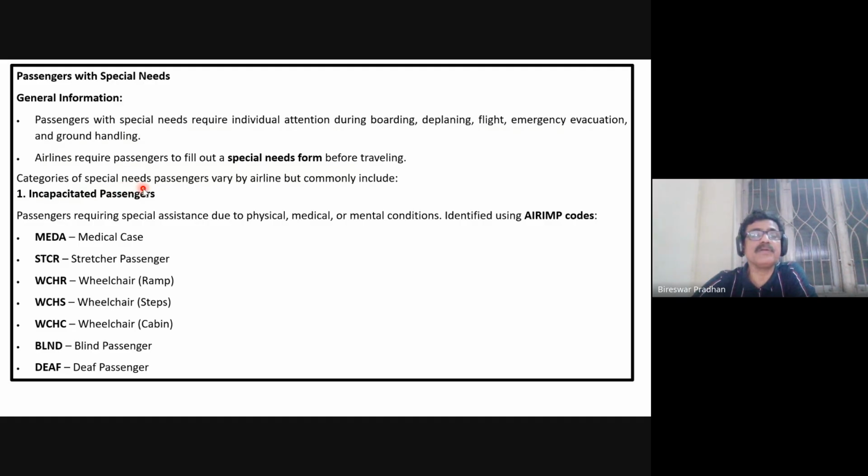Categories of special needs passengers vary by airline but commonly include incapacitated passengers: passengers who require special assistance due to physical, medical, or mental conditions, and we get MEDA, medical care, STCR, stretcher. These are some of the special passenger codes, used so that they are understandable to common people.